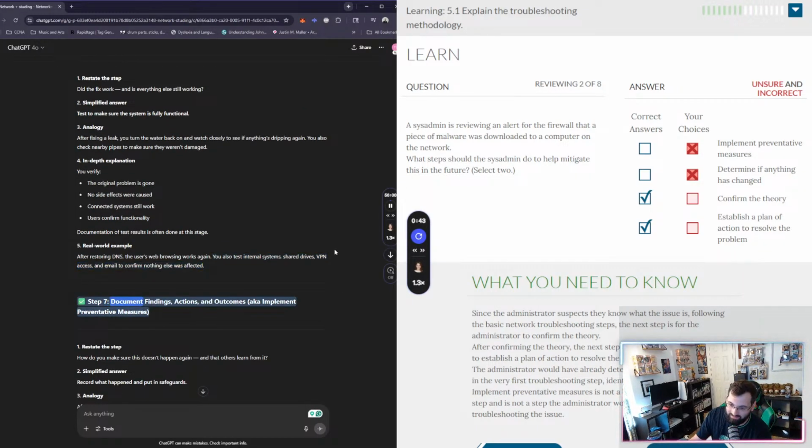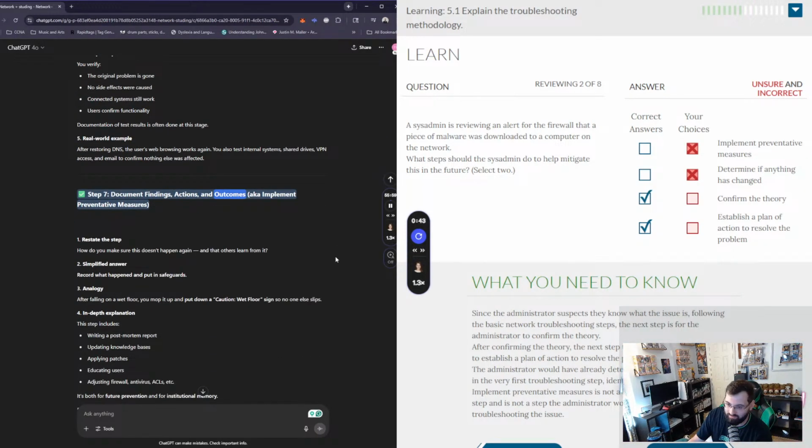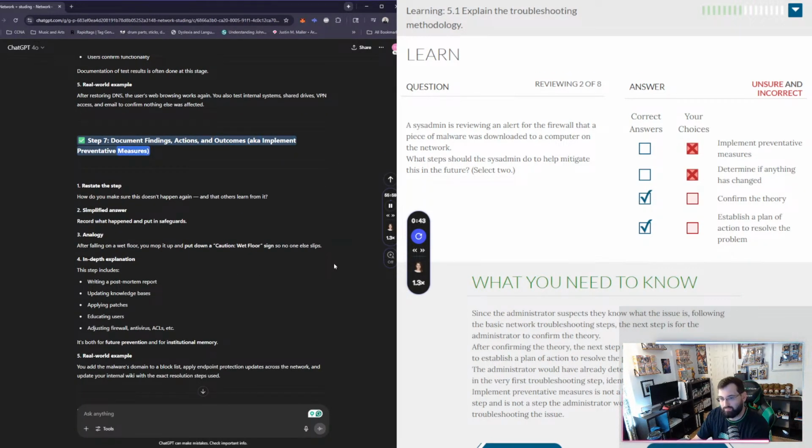Step 7. Document findings, actions, and outcomes, also known as implement preventative measures. 1. Restate the step.